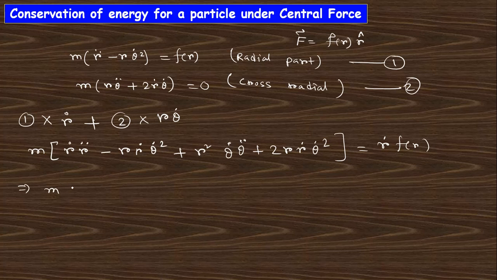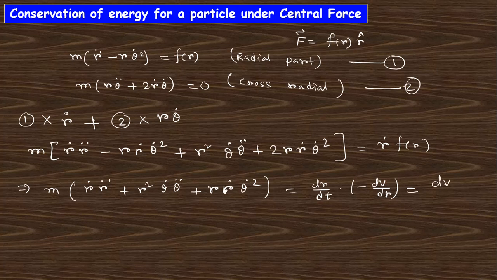So this is nothing but m. This term will be r dot r double dot, and this term will be reduced, and this is r square theta dot theta double dot, and these two terms together give you r dot theta dot square. On the right hand side, this can be written as dr dt, and f of r is nothing but minus dv dr, the basic definition from the central force at the very beginning.